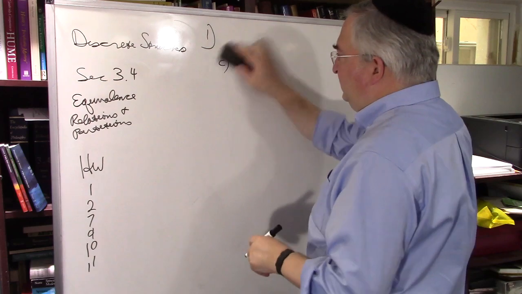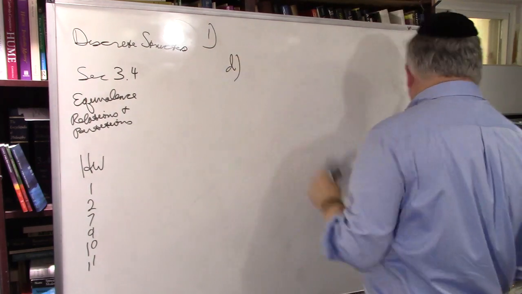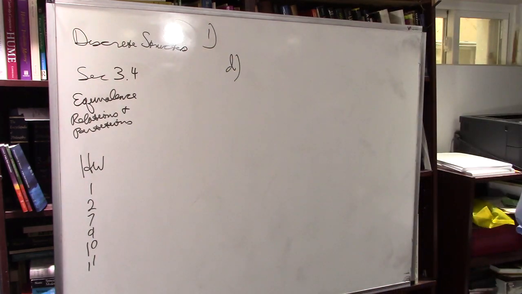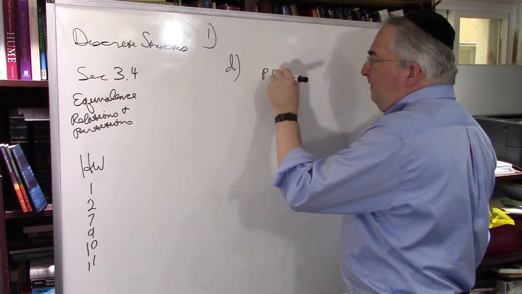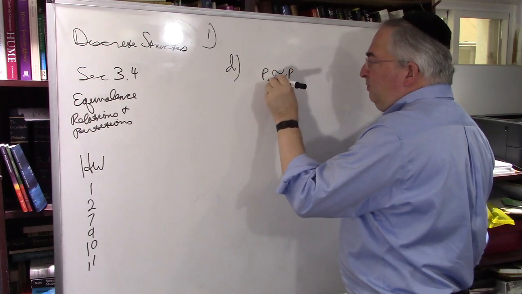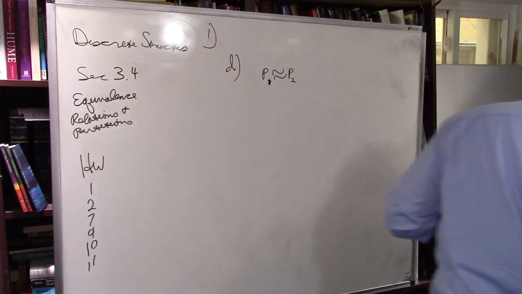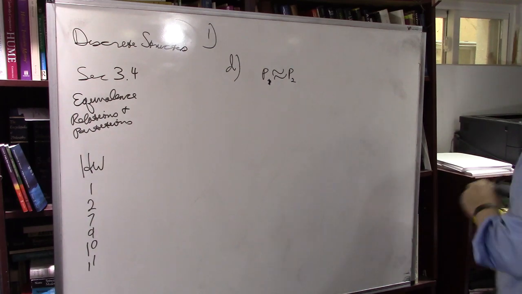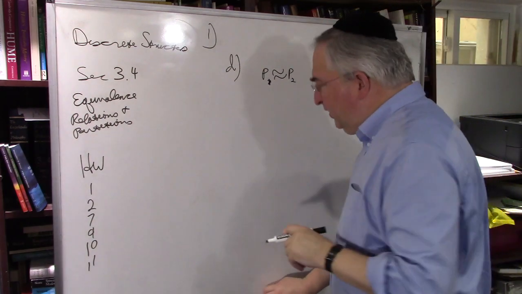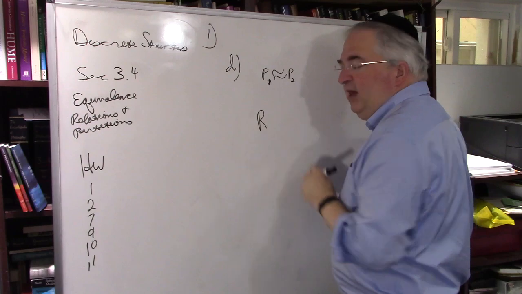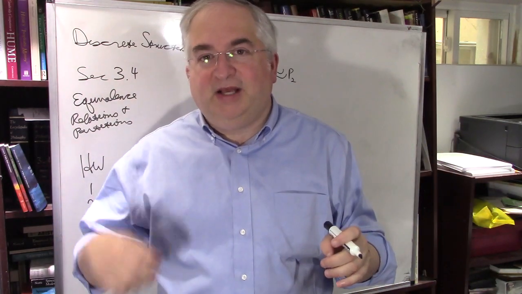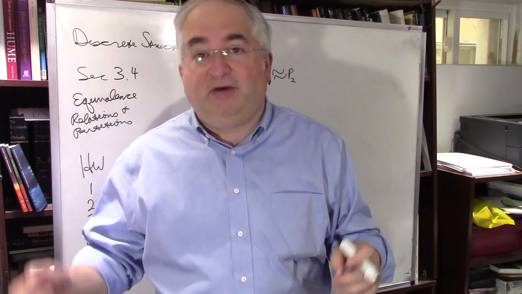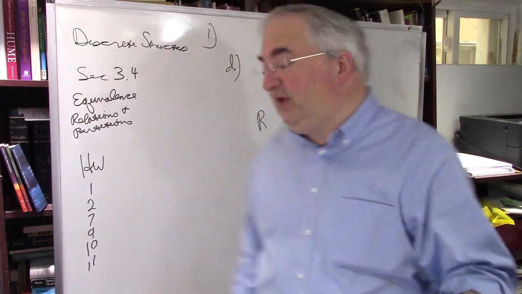Next, D. P1, P2 for Americans, if they live in the same state or neighboring states. Great. Let's do reflexive. Does X live in the same state as or a neighboring state of himself? Yes, he lives in the same state as himself.